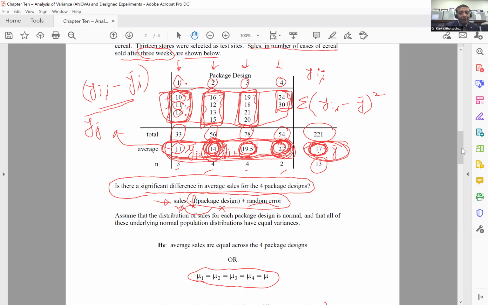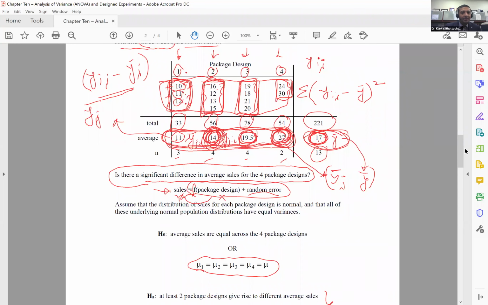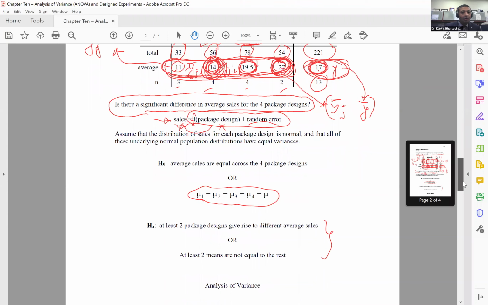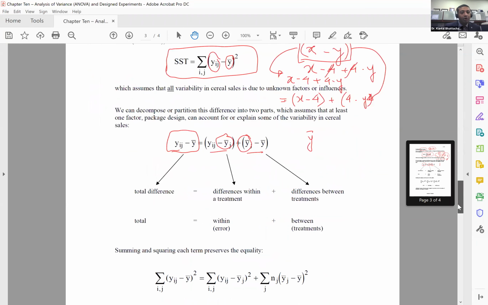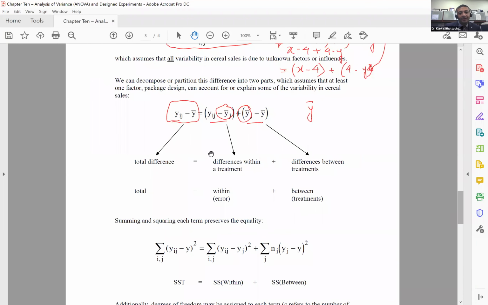So this is where you are really seeing whether between treatments there is a difference or not. That's where you are comparing the specific treatment average and the overall average, and you are trying to see if there is that difference realistically, statistically or not. So that is what is represented here in this equation.